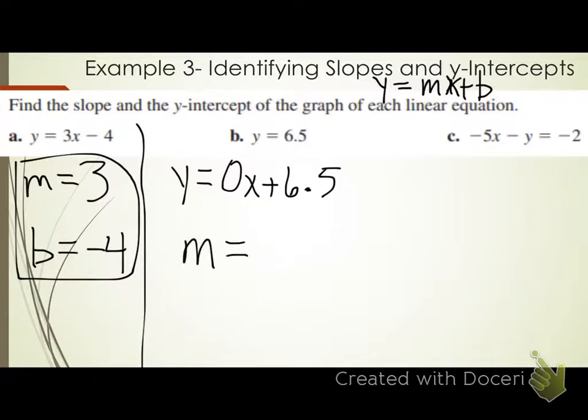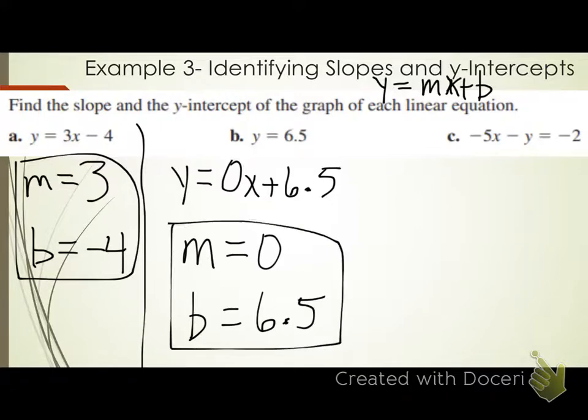So raise your hand if you can give me my slope. Zero. And raise your hand if you can give me my b value, my y-intercept. 6.5. I'm now done with the problem. Questions on B? We okay with that?